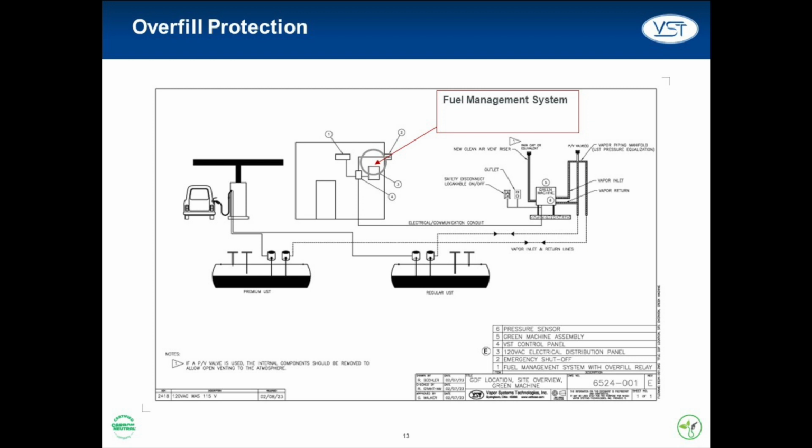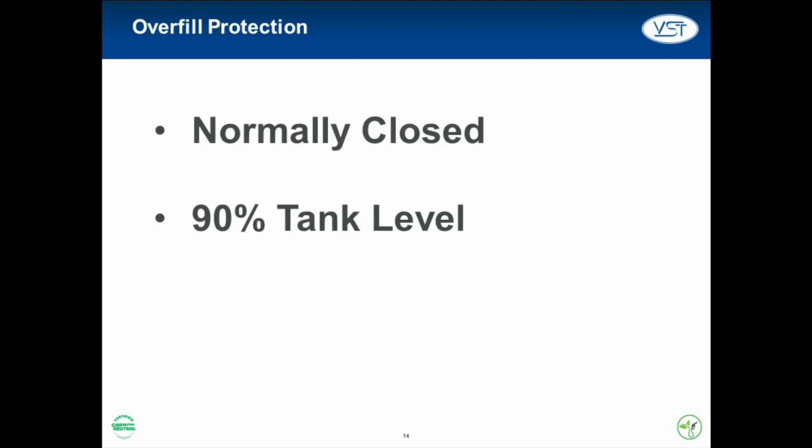The fuel management system at every GDF has an overfill alarm. This alarm is used by the VST control panel to stop the Green Machine from running. Each fuel management system is different, but the requirements for programming the overfill alarm are the same for each. The electrical contractor has already installed the overfill alarm wires between the VST control panel and the output module on the fuel management system. The VST control panel supplies 24 VDC to this normally closed overfill alarm relay.